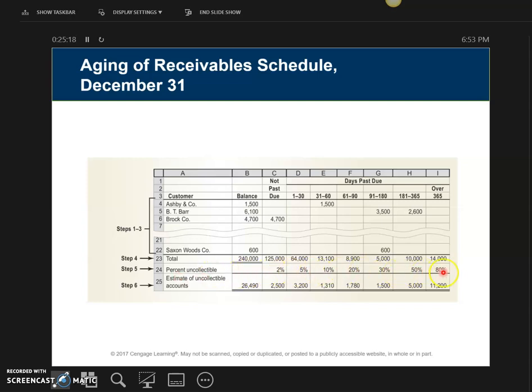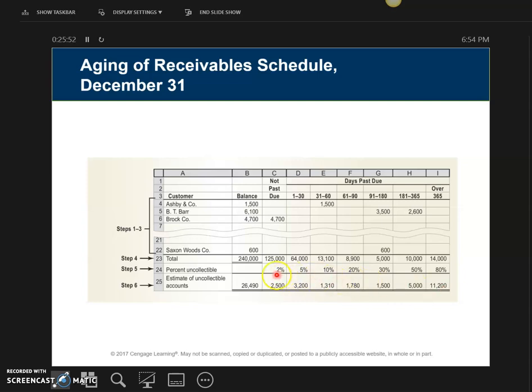These percents are not anything that you'll ever have to come up with. It'll always be given to you. So what this is telling me is that 2% of the 125,000 will probably not be collectible. So there's my 2%, 2,500. Here it's 5% of the 64,000, 10% of the 13,100, and so on. Over here, 80% of the 14,000 is probably never going to be collected, and so that number is 11,200.